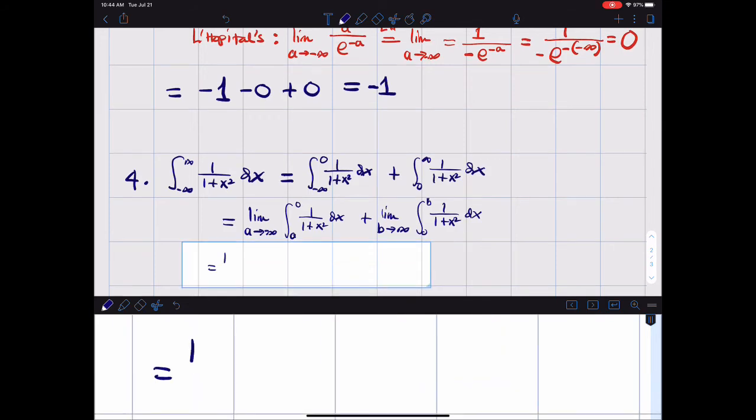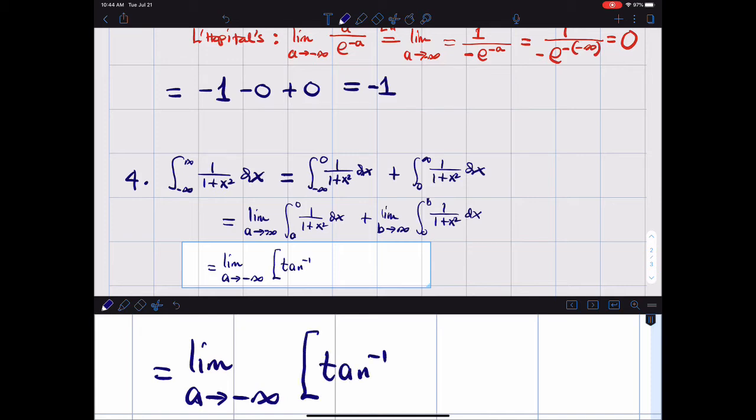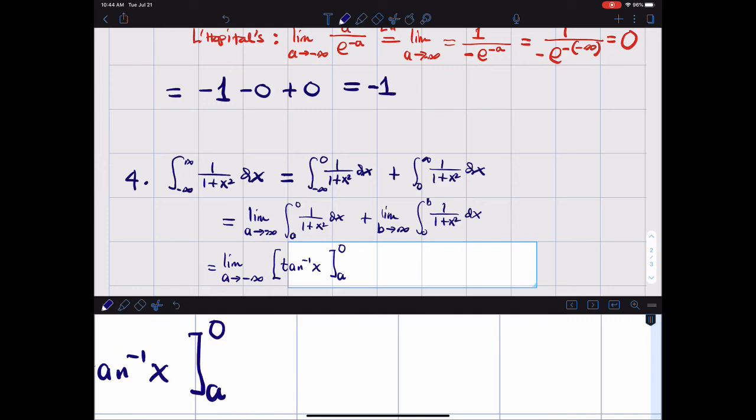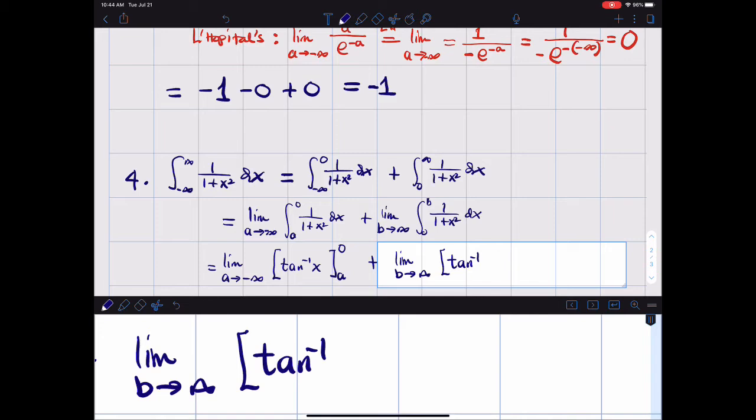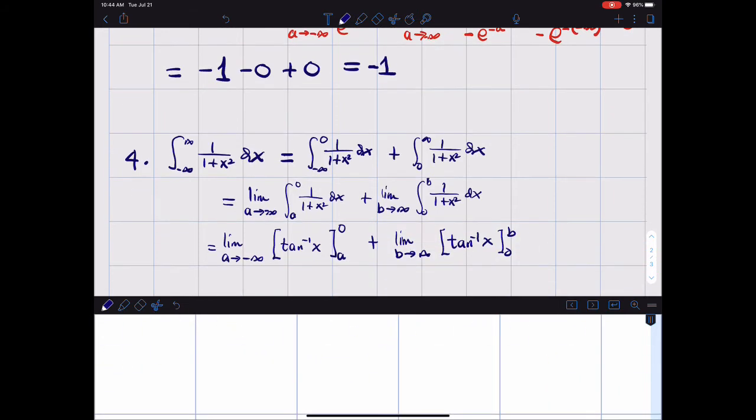So this becomes the limit as a goes to negative infinity of the arctangent, inverse tangent, of x going from a to 0, plus the limit as b goes to infinity of the inverse tangent of x going from 0 to b.